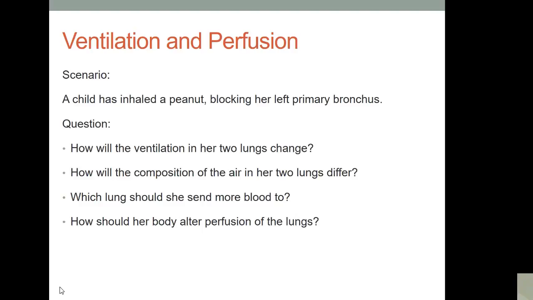So in order to match perfusion to that ventilation, which lung should she send more blood to? Since we have increased ventilation in the right side, she should send more blood to the right side of the lungs. And how should her body alter perfusion of the lungs? She should send more blood, or perfuse the right side more.